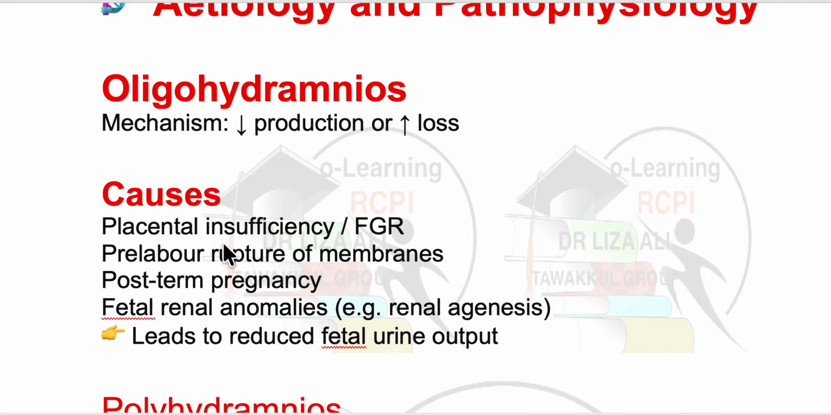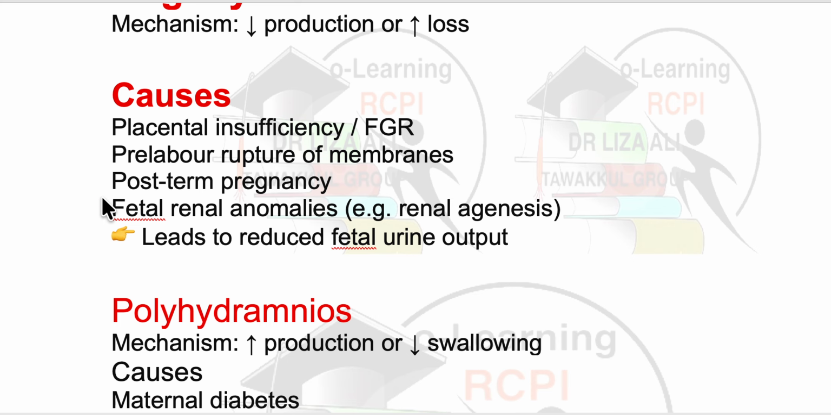We have to remember post-term pregnancy, and the most important, pre-labor rupture of membrane. This is also a very important cause of oligohydramnios. This is a very important MCQ. Then the fetal anomalies like renal agenesis.